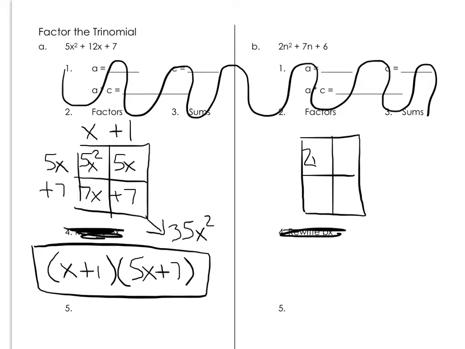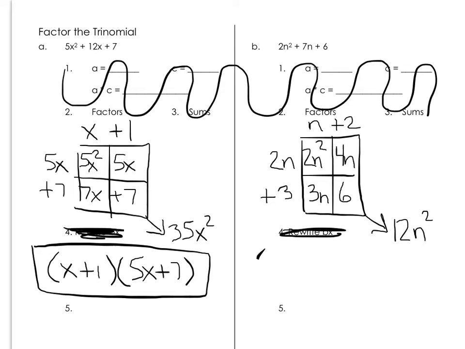Okay, so 2n squared and 6 make 12n squared. Two factors of 12 that add up to 7 are going to be 4n and 3n. Again, a GCF of these two terms is going to be 2n times n, 2n times 2, n times 3. So factors become n plus 2, 2n plus 3.